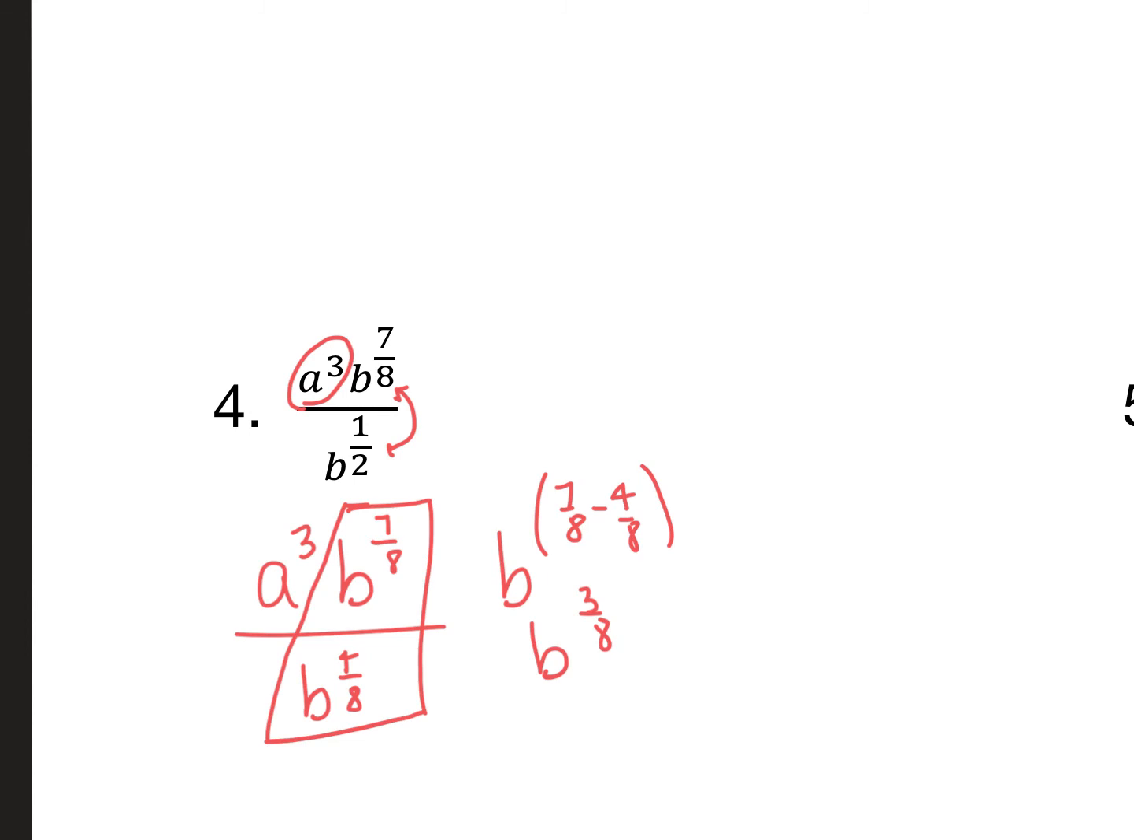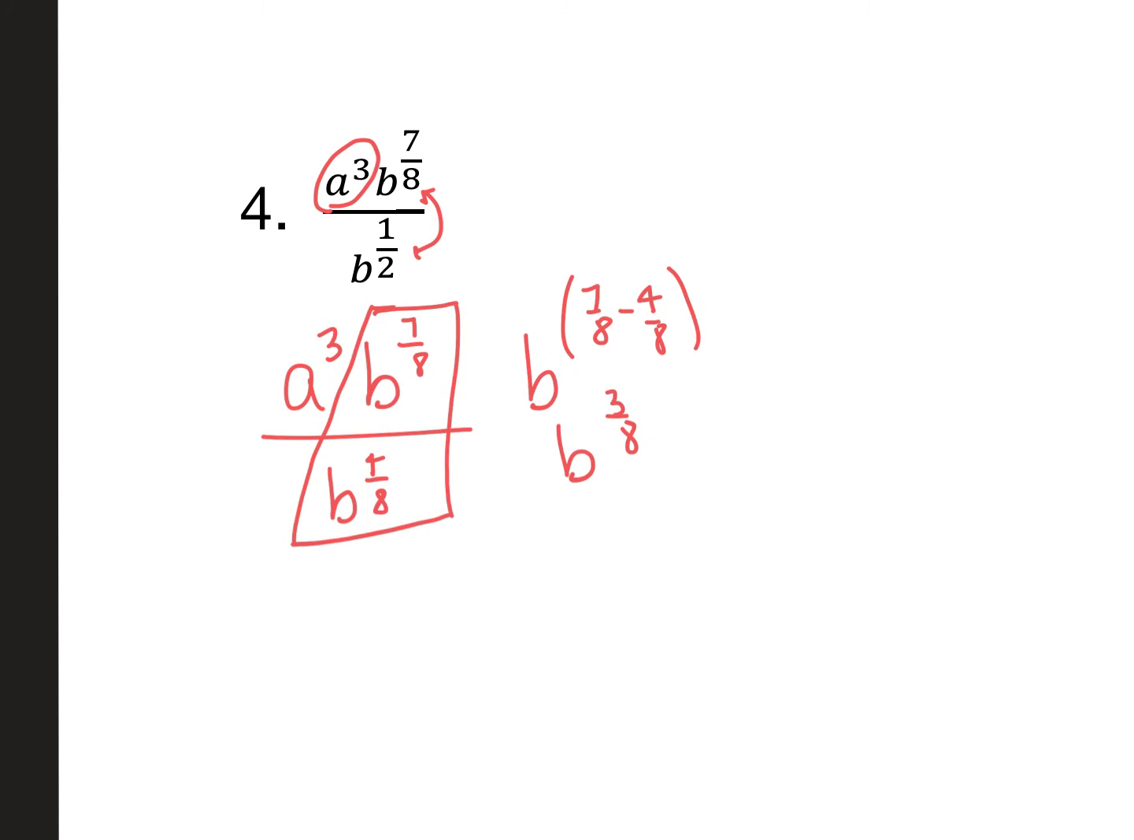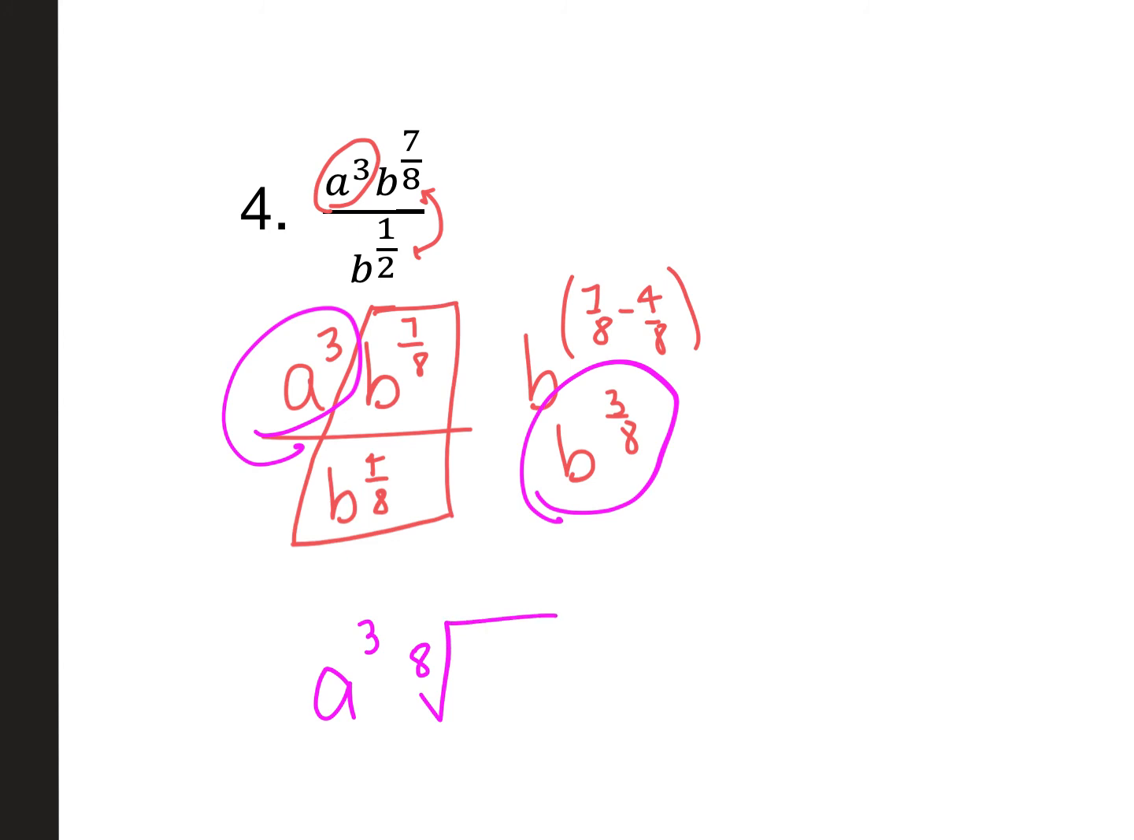So now that I know what that is simplified, let me move this up a little bit. I already know that I have this that I didn't need to do anything to. And then this is going to be under a radical. The radical is going to have a base of 8, and the b is going to have an exponent of 3.